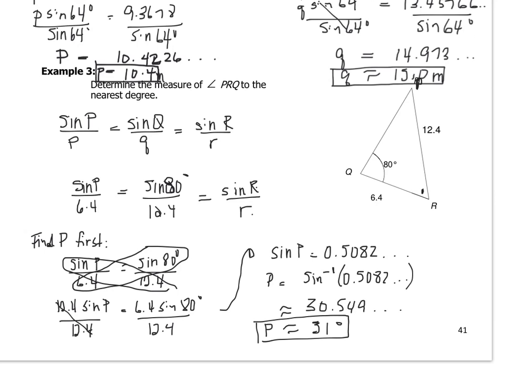Now that's angle P, but you're asked to find angle R, so you don't actually have to go back to the ratios to find angle R, because we've got two angles in a triangle. I've got to erase that, looks too messy. So angle R, you could just do 180, subtract the 80 and the 31 degree angle that we just got, and you'd be left with 69 degrees. So angle R would equal 69 degrees.